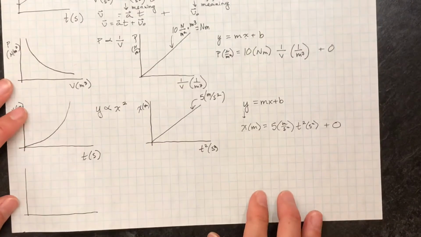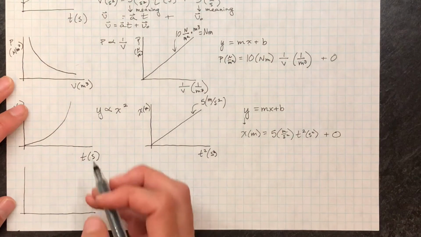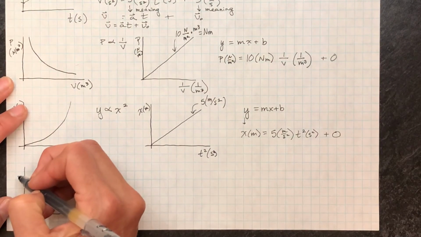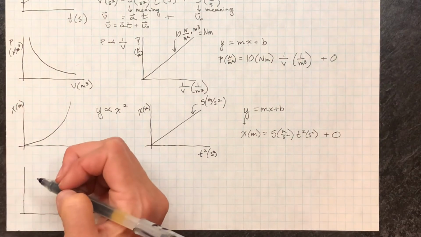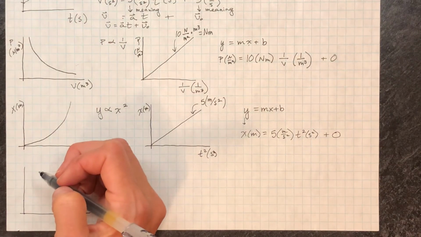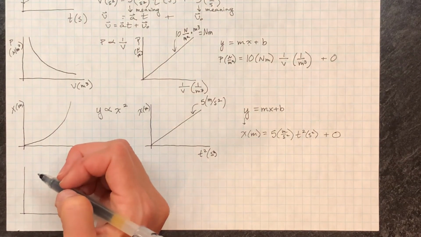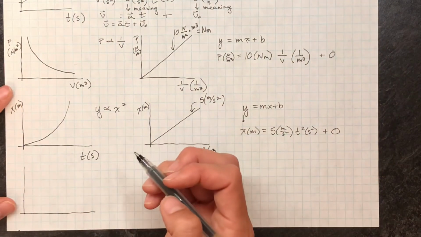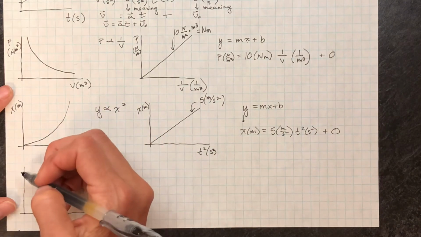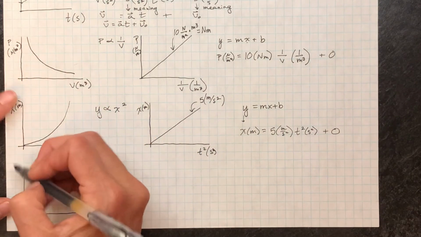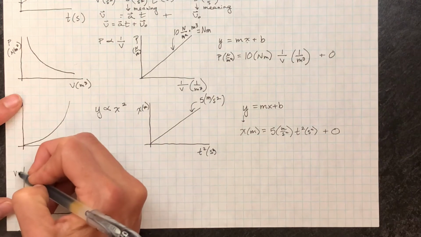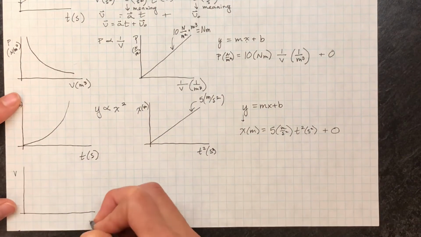So let's say that we have a graph of position, let's do velocity and position.